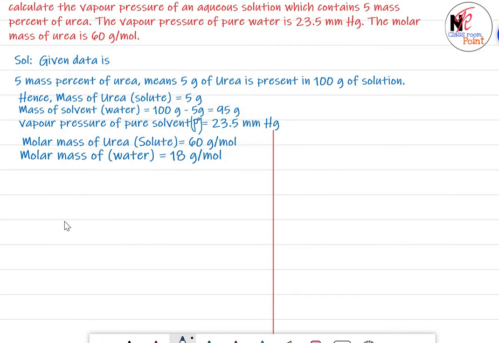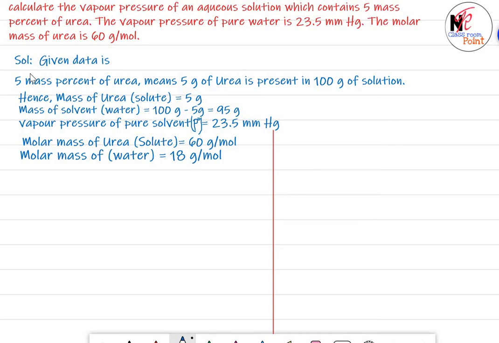Now let us solve another question of the same concept. The given question is: calculate the vapor pressure of an aqueous solution which contains 5 mass percent of urea. 5 mass percent means mass by mass percentage, that we will discuss in the solution. The vapor pressure of pure water solvent is given, that is 23.5 millimeters of mercury. The molar mass of urea is 60 grams per mole.